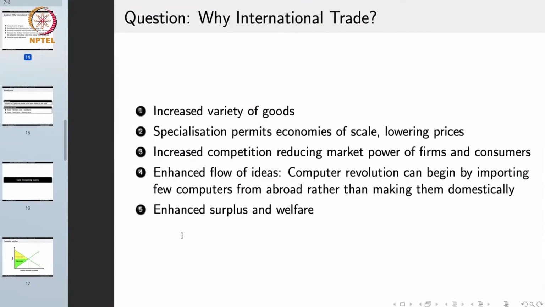But with international trade, it is possible that a country that is in a primary economy, that is, more dependent on natural resources than on industries, can directly import these machines, the computers and say telecommunication equipment, and it can directly move from a primary economy into a tertiary economy, that is the service industry, software industry. So international trade makes it possible for countries to move to a very advanced level of development by permitting enhanced flow of ideas and technology. And with all of these, it leads to an enhanced surplus and welfare for the people, which is ultimately what we want.